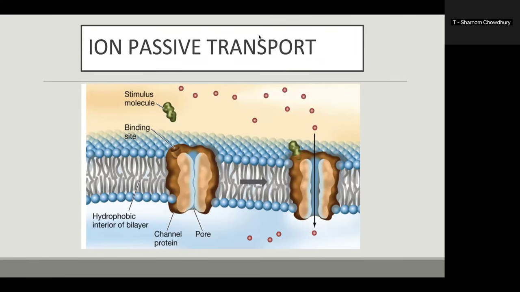So when it comes to ion passive transport, what typically happens is that it's often gated. Gated means that it's usually closed and you need a stimulus molecule to bind to it. A stimulus can be a molecular signal, a pH change, physical pressure, or voltage changes. So a stimulus molecule binds to the site, which then opens up the channel protein, allowing ions to go through. And typically these channel proteins are specific for one type of ion.